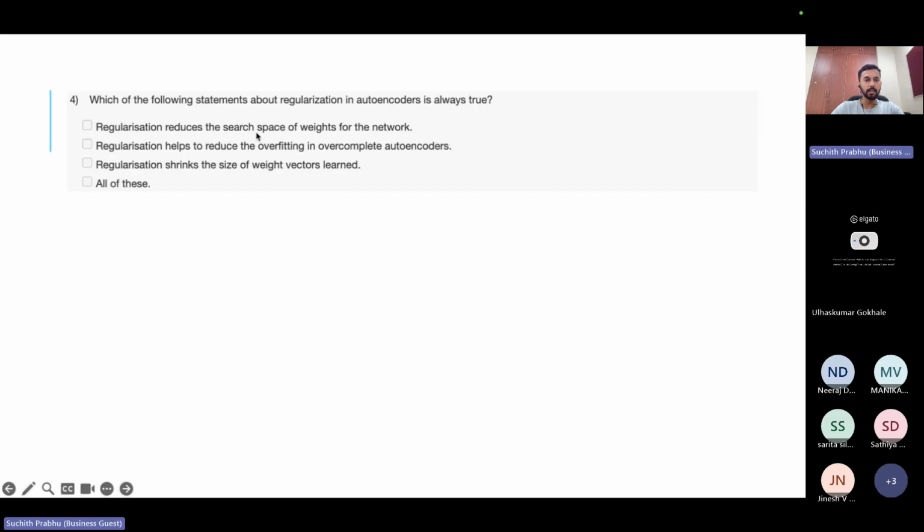It reduces the search space of the weights for the network. And the second one is also correct because it helps overfitting. Now, regularization shrinks the size of the weight vectors learned. I don't think this is correct. It does not always shrink the size. So it should be A and B.